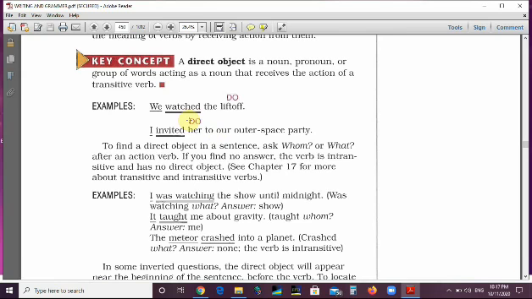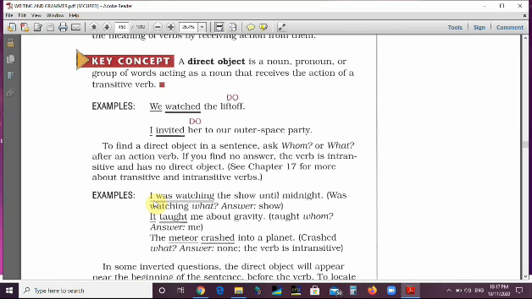Look at the example. We watched the liftoff. The liftoff is the launching of a rocket or a spaceship. So, what did we watch? The liftoff. This is the direct object. Why? Because the verb watch needs an object. We watched the liftoff. I invited her. I invited whom? I invited her. So her is the direct object. To find the direct object, we ask whom or what, as we did in the 2 examples.